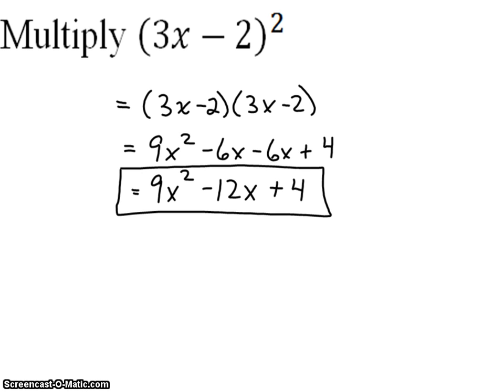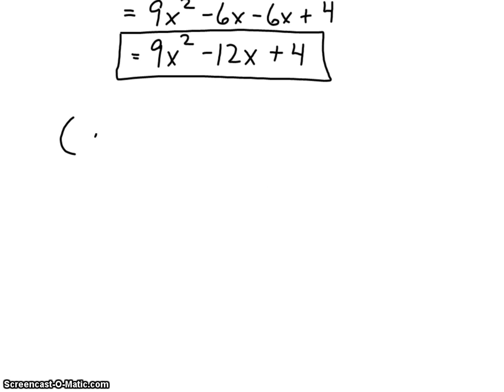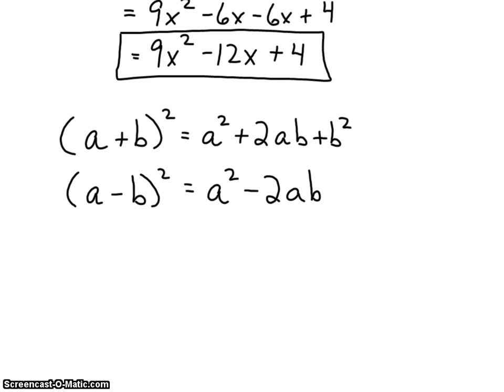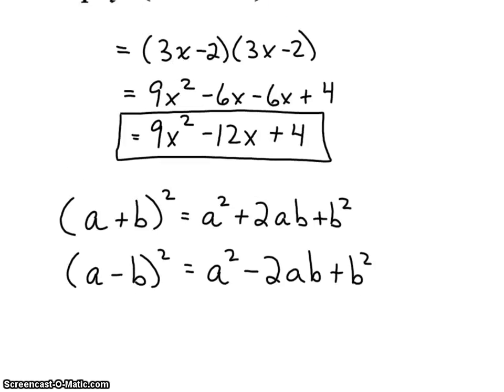Another way to think about this is if you have a plus b squared, you can write that as a squared plus 2 times a times b plus b squared. And that follows that pattern that we just did, except we had a minus b squared. So it would be a squared minus 2 times ab, but then plus b squared. So our example was, if you remember, 3x minus 2 squared.